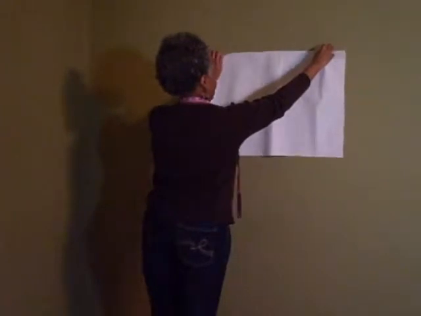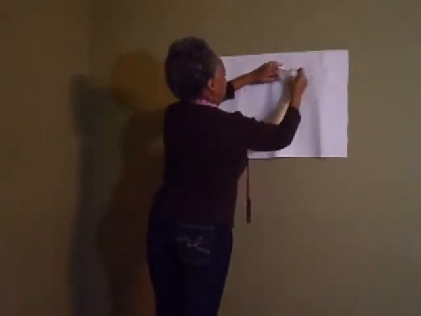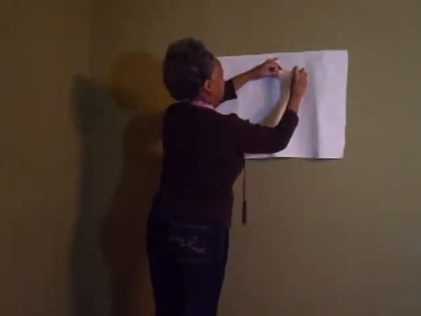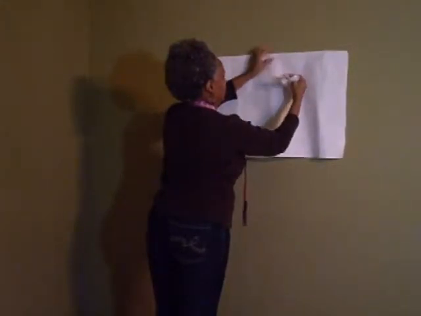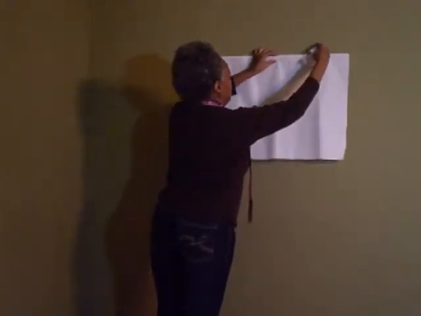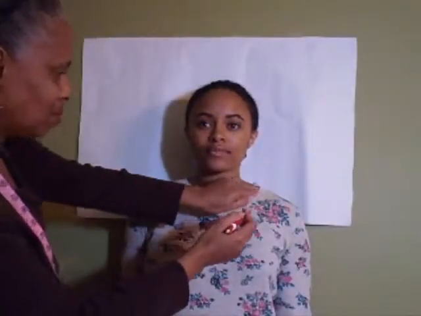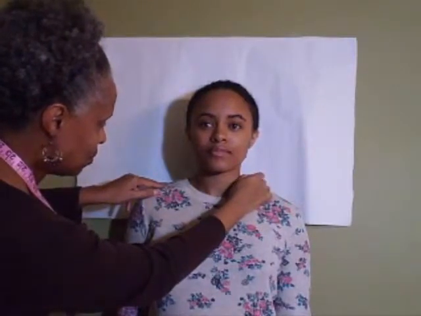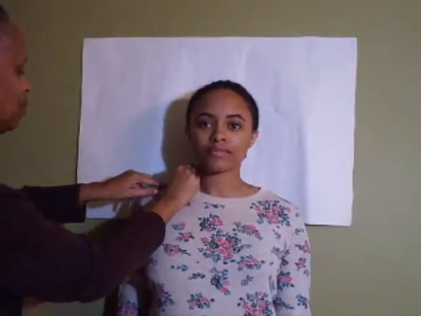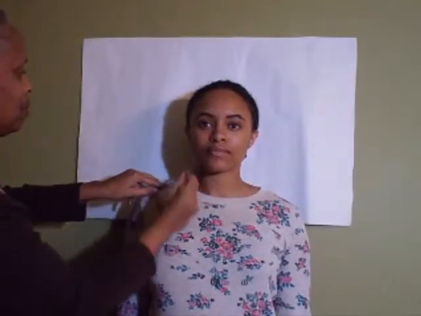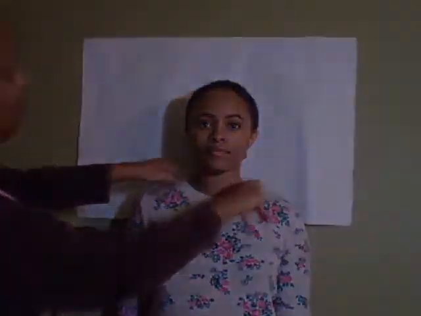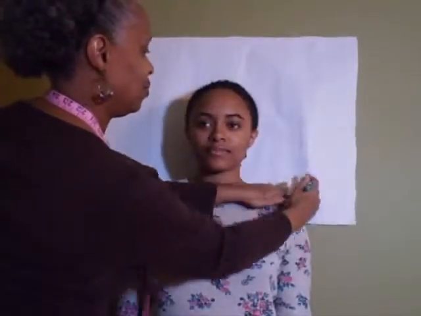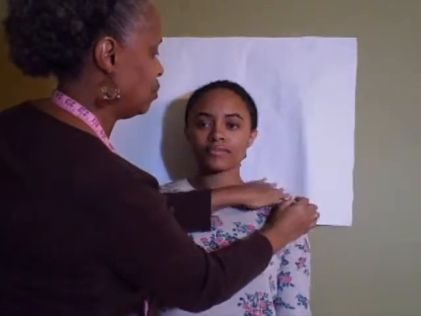First, tape the paper to the wall. The person being measured should stand flat-footed against the wall in front of the paper. Mark 4 different points, both sides of the neck at the neck's base, and each shoulder at the joint connecting to the arm.